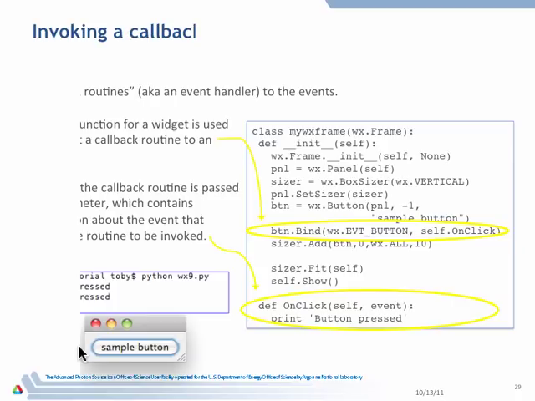And that routine will be passed one argument which contains an event object. And we'll talk more about what that event object is. So now we've created some code that will print button pressed every time we click on the button. Okay? So far so good? Not hard. Not hard conceptually.